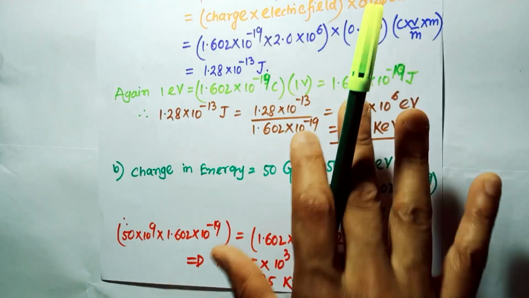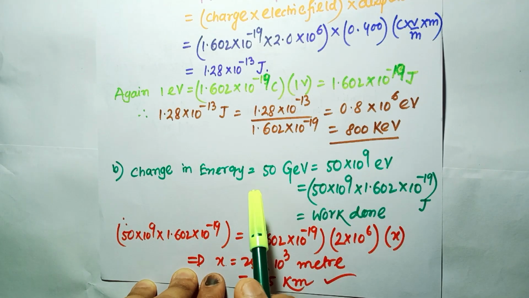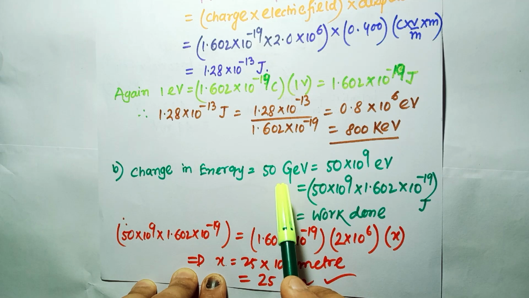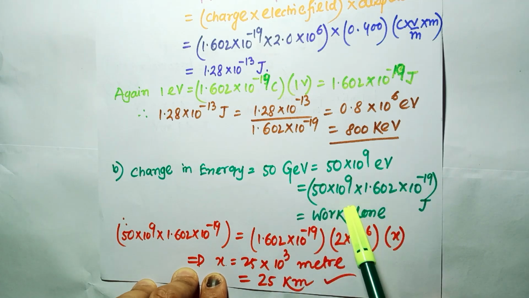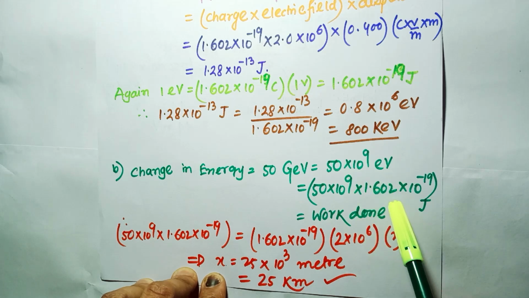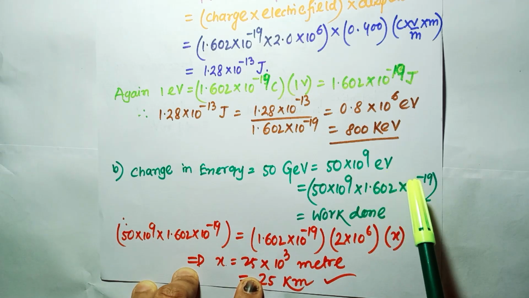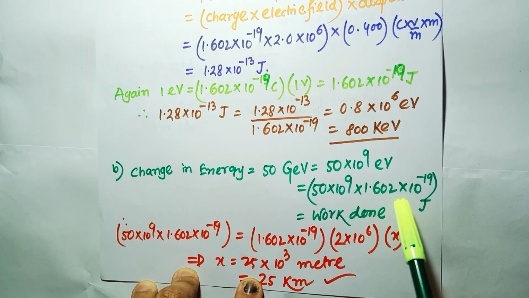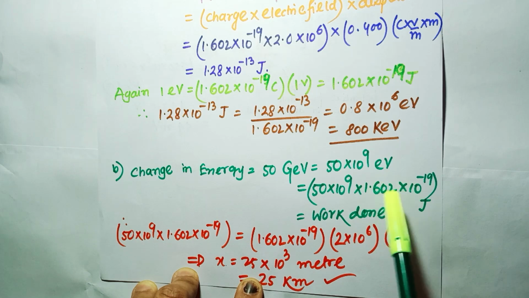So for that you can see that the change in energy is the same as before. The change in energy is equal to 50 giga electron volt. It is given here. It means 50 times 10 to the power 9 electron volt. It means 50 into 10 to the power 9 times 1.602 into 10 to the minus 19 joule, because 1 electron volt is equal to 1.602 into 10 to the minus 19 joule. So 50 into 10 to the 9 electron volt means I need to multiply it.